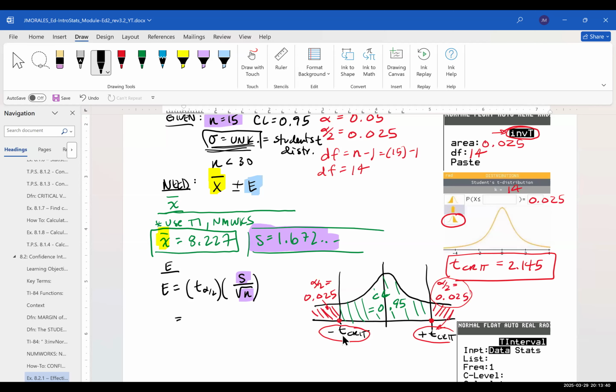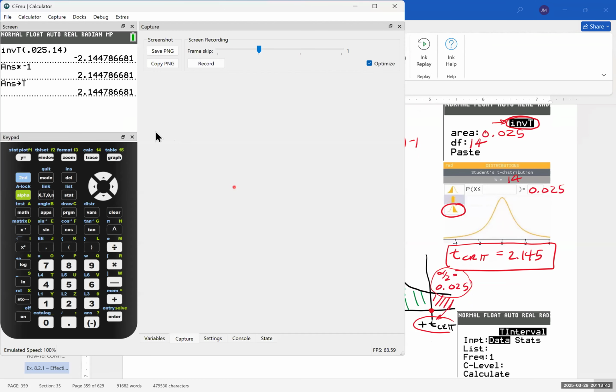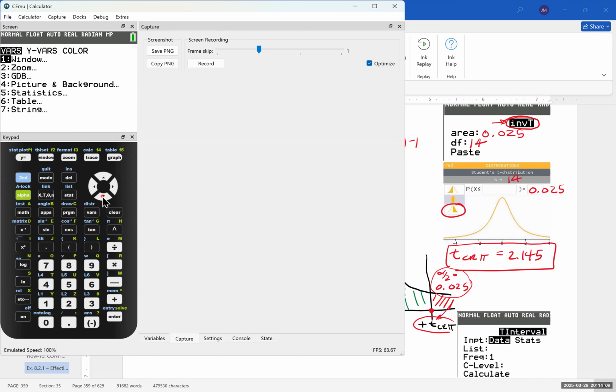Now I should have practiced this, but I didn't. Let's see if I can refer to that S value. Let me show you where that can be found. Memory serves. So we want to take T, and we're going to multiply that by the sample standard deviation that we calculated in one variable stats. So we're going to hit this variables button, and let's go to statistics.